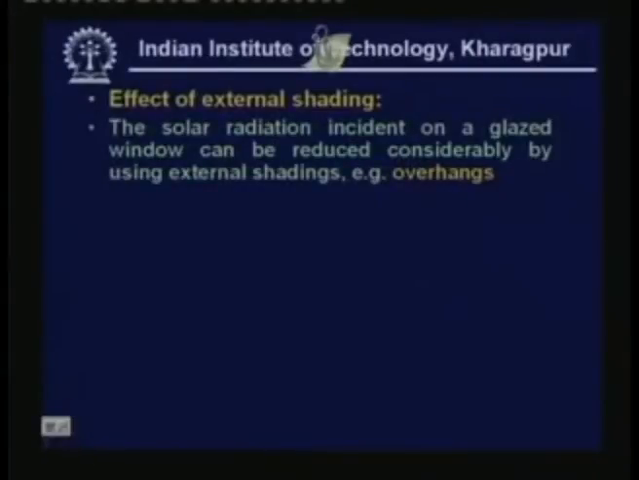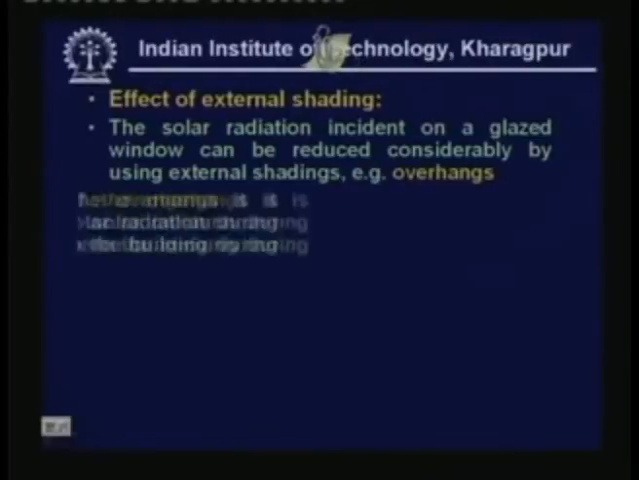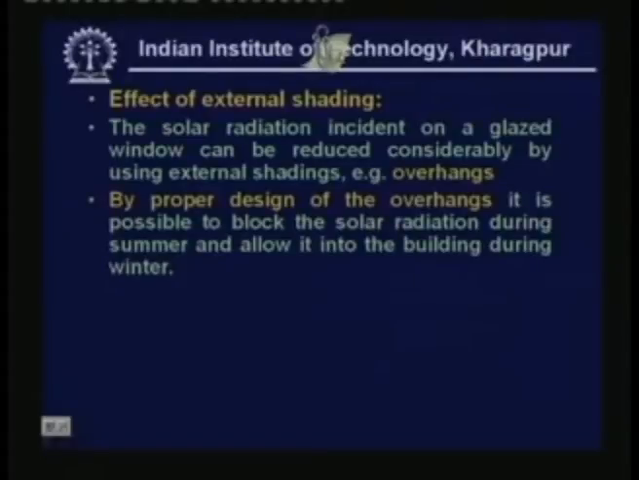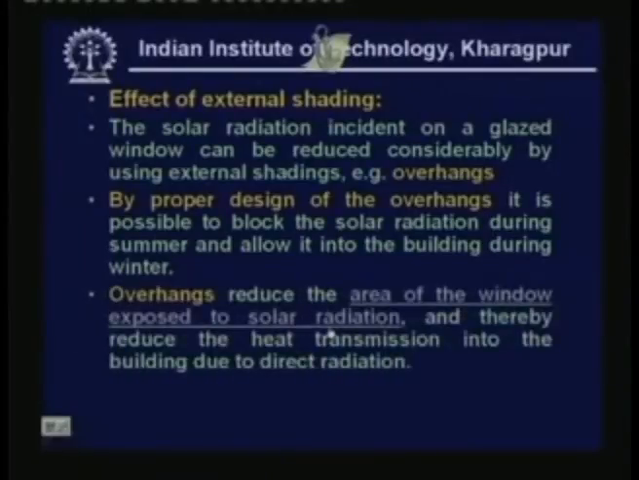The solar radiation incident on a glazed window can be reduced considerably by using external shadings, for example, overhangs. Of course, the external shading can also be provided by, let us say, a tree or an adjacent building. But here I am assuming that it is based on the overhangs. So, by proper design of the overhangs, it is possible to block the solar radiation during summer and allow it into the building during winter. Thereby you can reduce the cooling load and also the heating load.